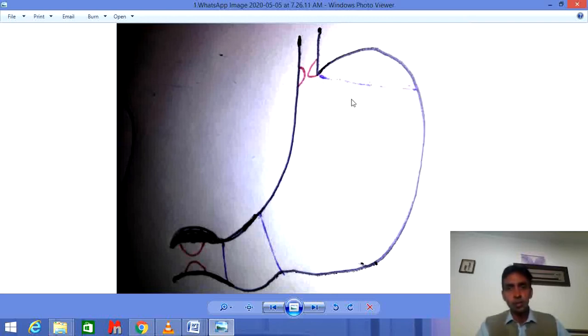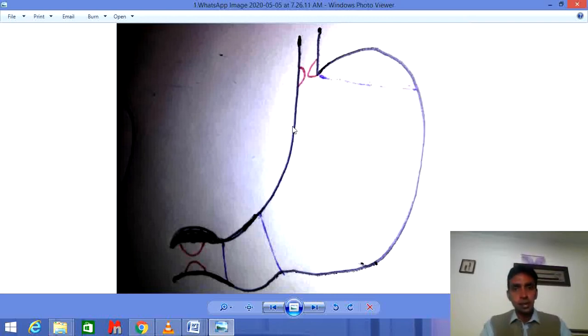This portion of the stomach is also called cardia. The small portion below this cardiac sphincter is called cardia, because this portion of the stomach is located near the heart. That is why this is called cardia. You should also be clear over here that the stomach is located below the diaphragm, while the esophagus is located above the diaphragm. So above the diaphragm the esophagus is located, and below the diaphragm you can see the stomach is located.